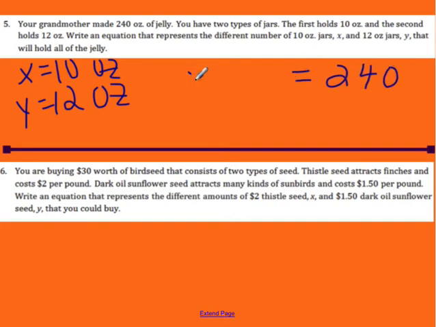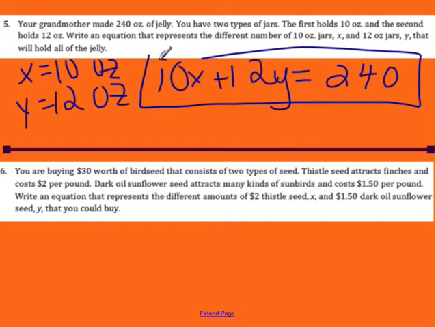So for every X 10-ounce jar that I put in, it's going to hold 10 ounces. For every Y 12-ounce jar that I use, it's going to hold 12 ounces. So this right here is actually our final answer. It is a-okay to leave it in standard form for right now. In fact, a lot of word problems end up getting set up in standard form, and that's totally fine. Let's take a look at number 6.